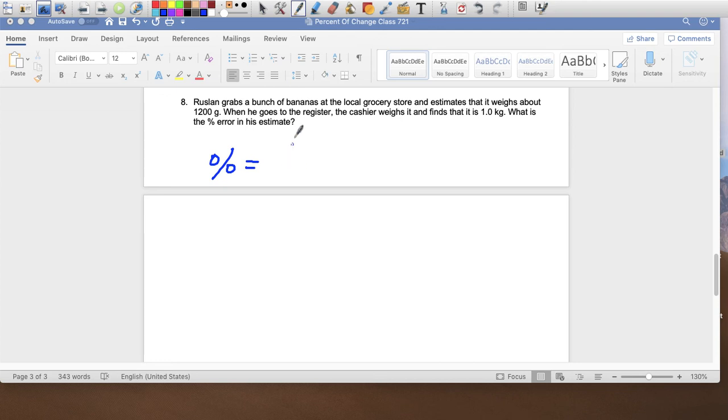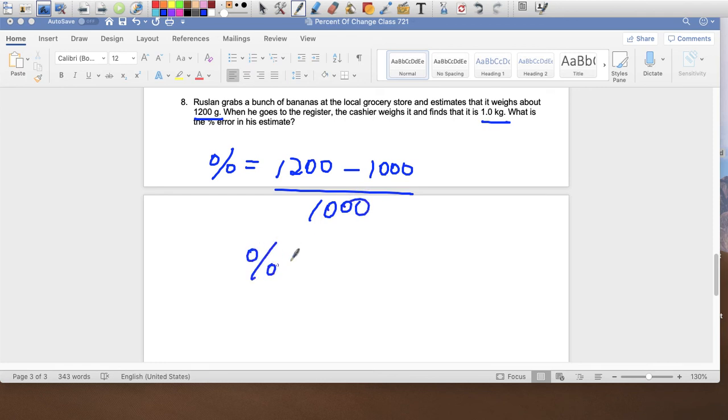So, tough to find which is the new and the original. So, hang on a second. Well, I'm going to say that the new is the 1,200, his estimate, and the original is the actual weight, which is 1,000 grams. So here, tricky question. This is 1,200 grams. This is 1 kilo, and 1 kilo is the same thing as 1,000 grams. So he was over, right? So it has to be a positive number. Therefore, that's why I know that this 1,200 will come first.